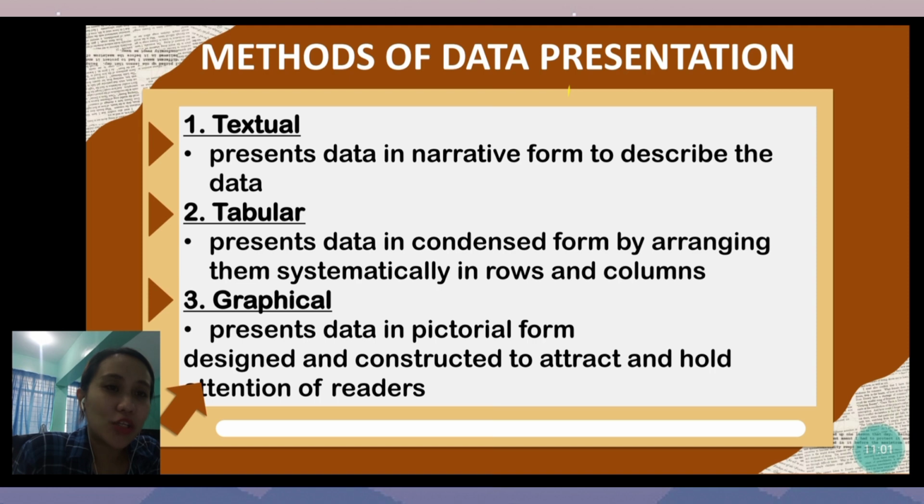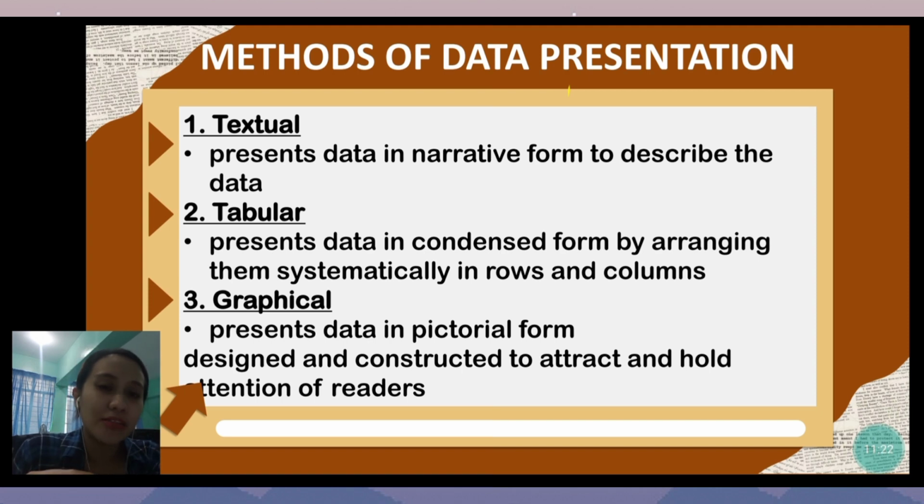Second one is tabular. It presents data in condensed form by arranging them systematically in rows and columns. So to put it simply, tabular presentation means to put the data in a certain table. We're familiar with a table, right? A table having rows and columns.